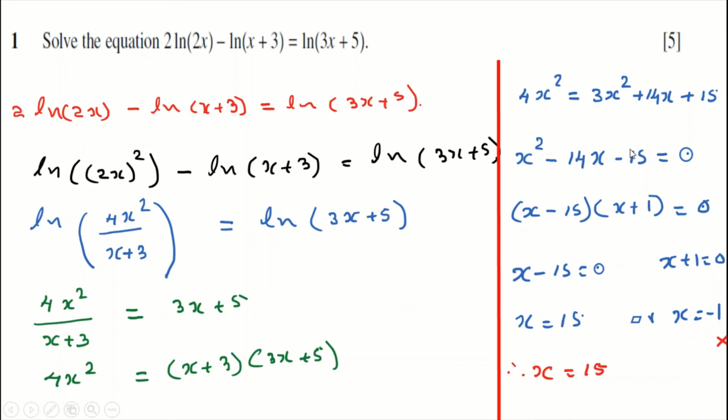This is a simple quadratic equation which can be factorized very easily. We get (x minus 15)(x plus 1) equals 0, which leads to solutions x equals 15 or x equals minus 1. The solution x equals minus 1 cannot be accepted because of the ln 2x. If you apply it here, you get ln of minus 2, but you can't find the logarithm of negative values. Therefore, what is inside the logarithm should always be positive. Our only acceptable solution is x equals 15.